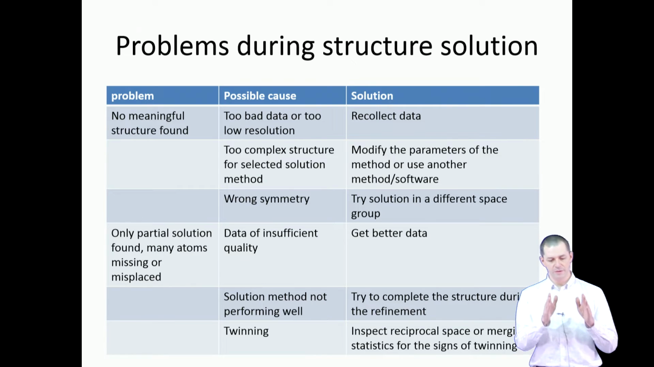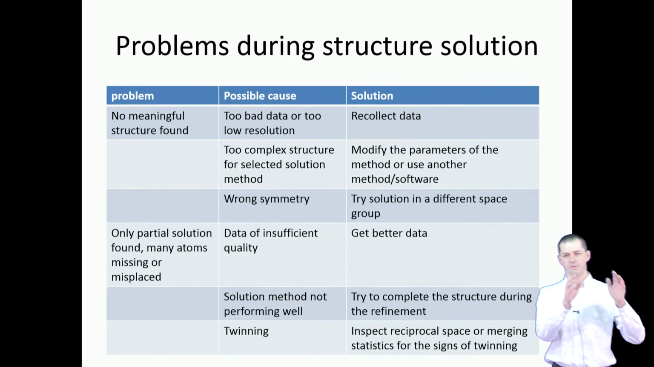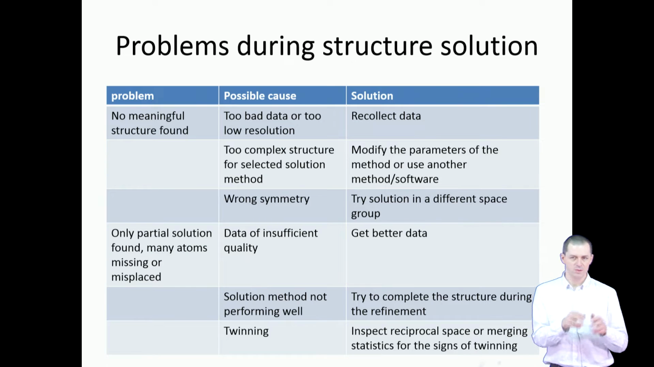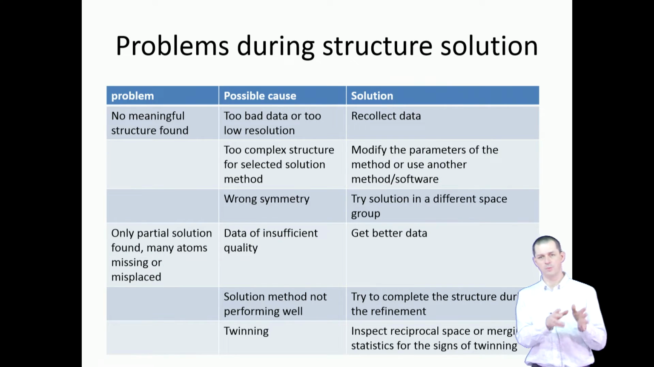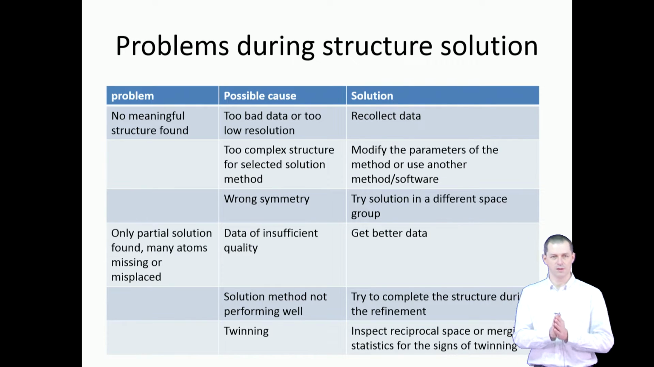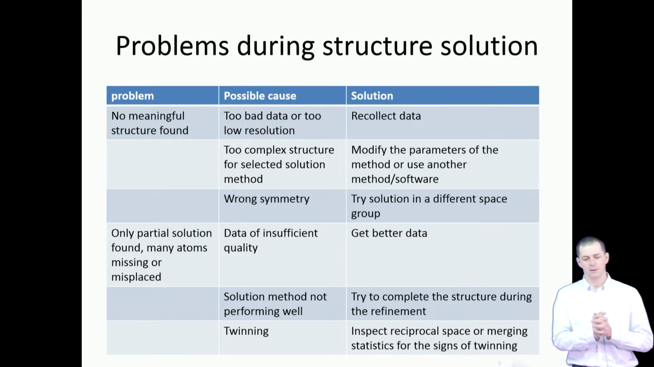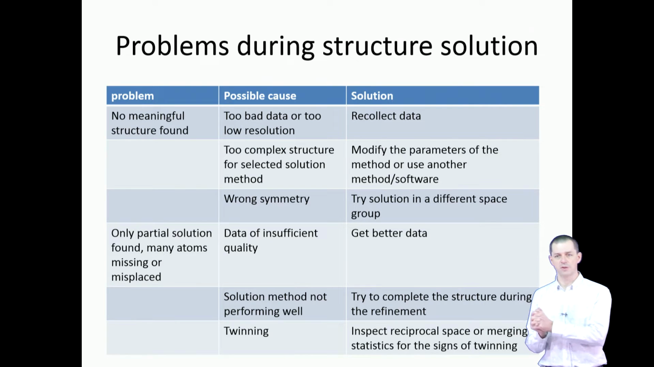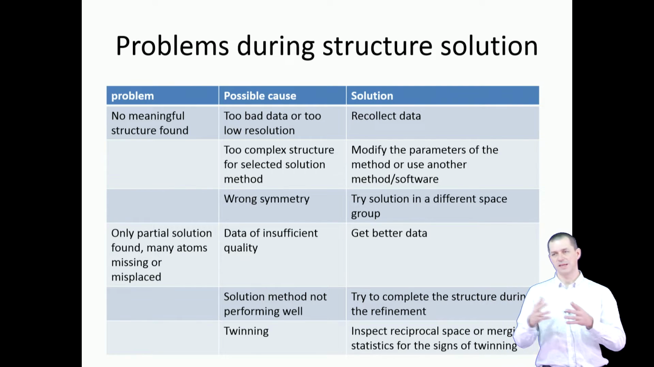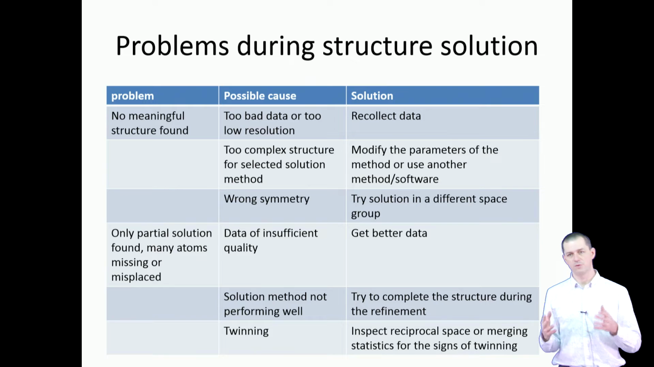So now we are in the structure solution step. We have a list of intensities. We believe that the list of intensities corresponds to a single domain, so there is no twinning, or at least we hope so. We believe that we estimated correctly the space group, and we want to get a structure model from the data. Now, if everything goes fine, you just get the structure model within a few seconds.